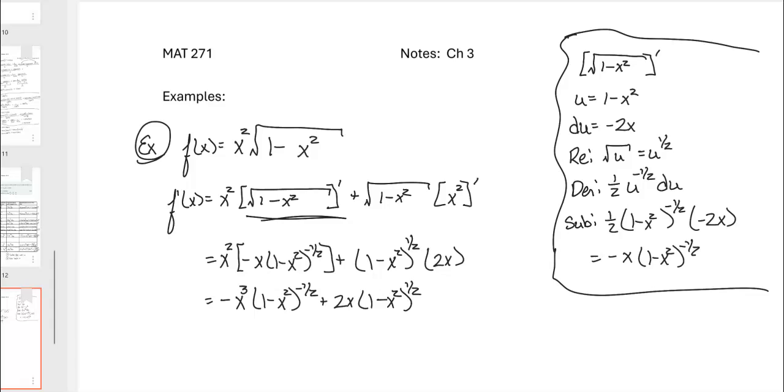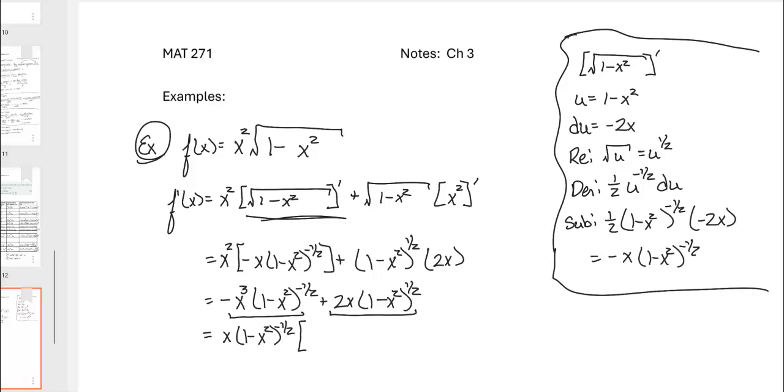And then we're going to factor some things out. So these have an x in common, but they also have this group 1 minus x squared in common. So when we factor out, we're going to factor out that to the smallest exponent. So our smallest exponent is a negative 1/2. So we're going to factor out x and a 1 minus x squared to the negative 1/2. And then we're going to talk about what's left over.